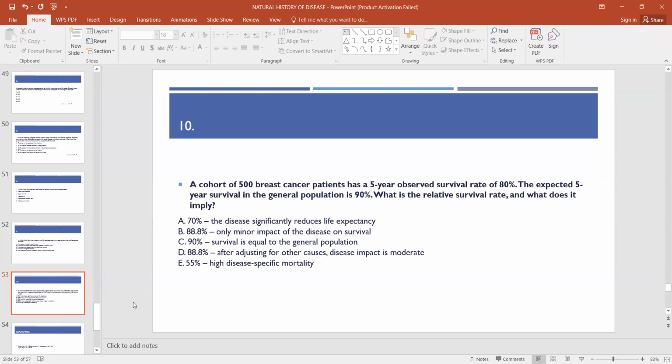MCQ number 10. A cohort of 500 breast cancer patients has a 5-year observed survival rate of 80%. The expected 5-year survival in the general population is 90%. What is the relative survival rate and what does it imply? A, 70%, the disease significantly reduced life expectancy. B, 88.8%, only minor impact of disease on survival. C, 90%, survival is equal to the general population. D, 88.8%, after adjusting for other causes, disease impact is moderate. E, 55%, high disease-specific mortality.